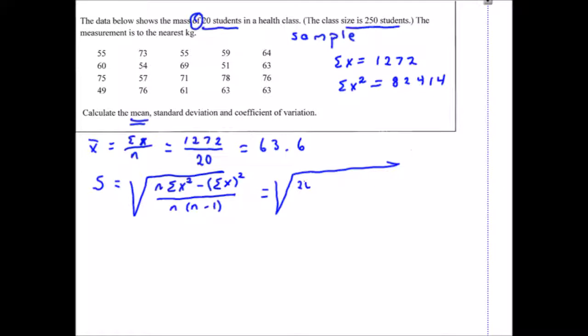20 times 82,414 minus 1,272 squared, all of that over 20 times 19. That particular score is 8.93.